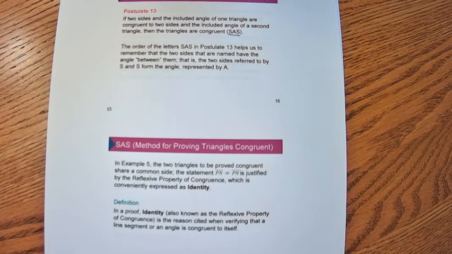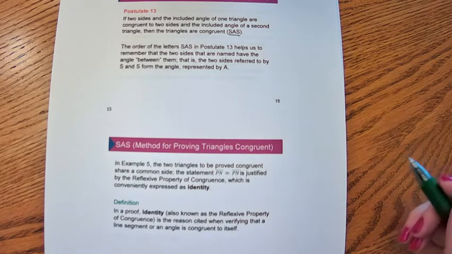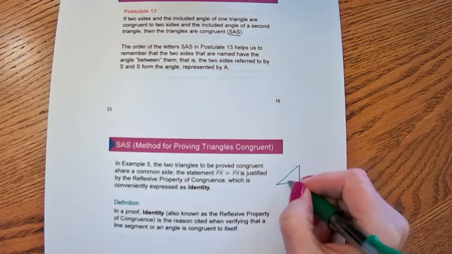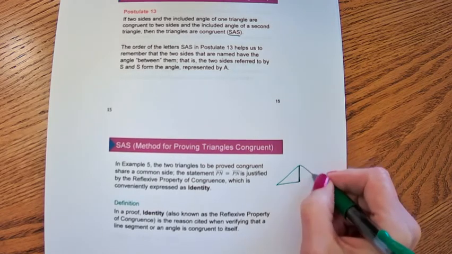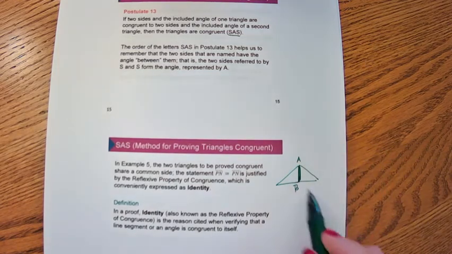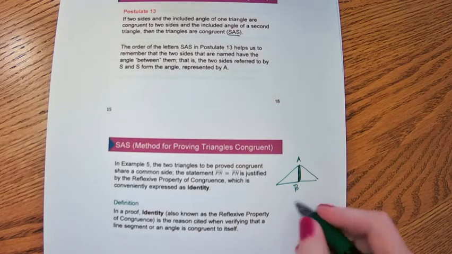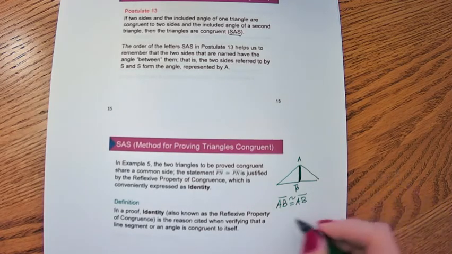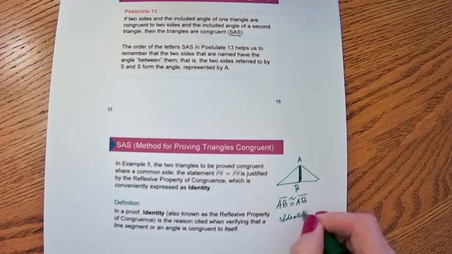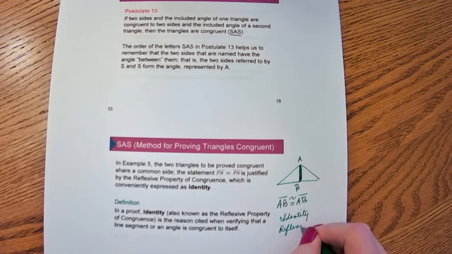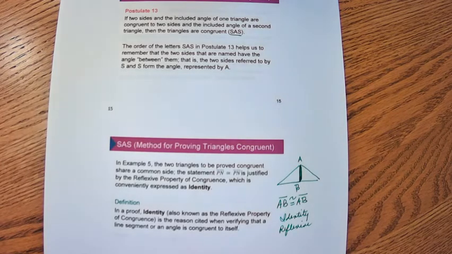Now, sometimes, depending on the diagram, triangles might share an angle, or triangles might share a side. So if I have one triangle using this side, and I have another triangle using the same side, let's say this is side AB, or segment AB, that's one side of this triangle, it's also a side of this triangle. I would want to say that segment AB is congruent with itself. That's identity. Identity means that something is congruent with itself. You also might hear it called the reflexive property of congruence.